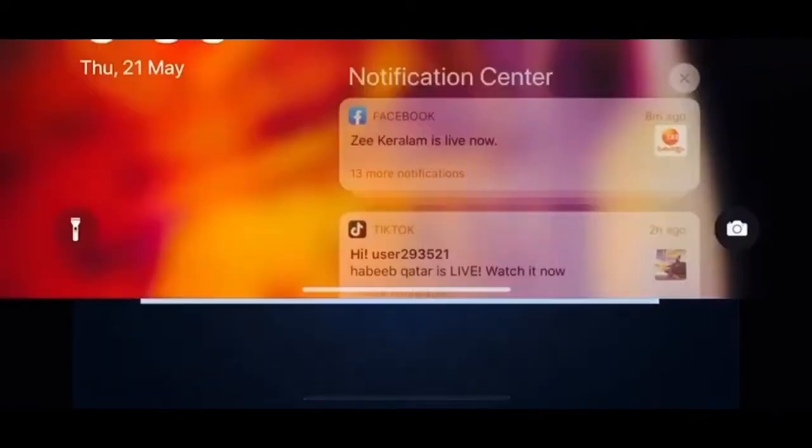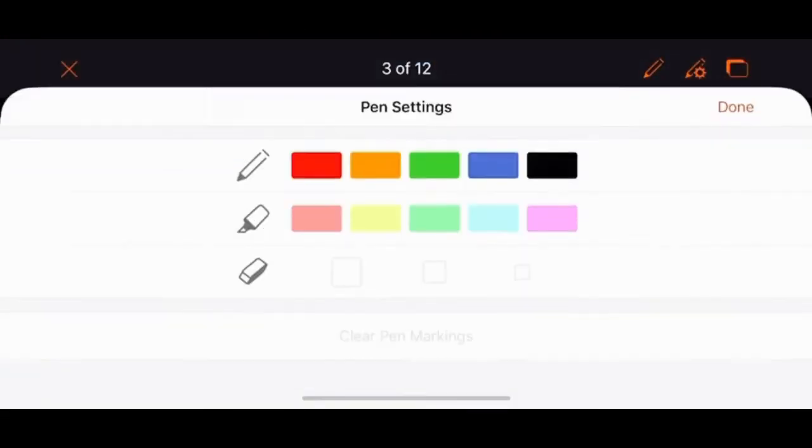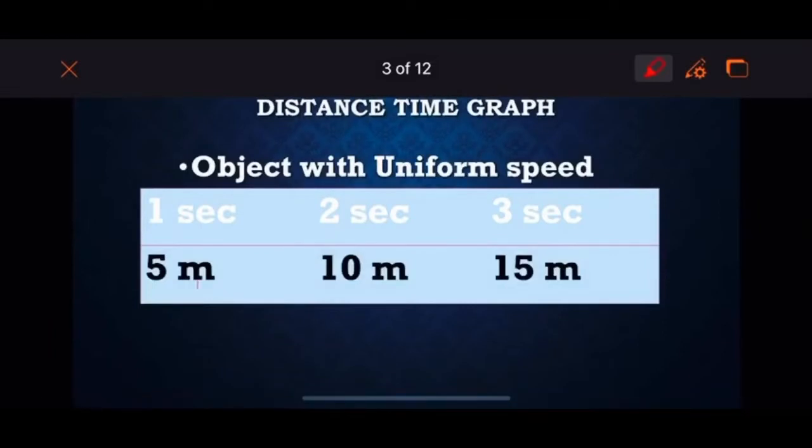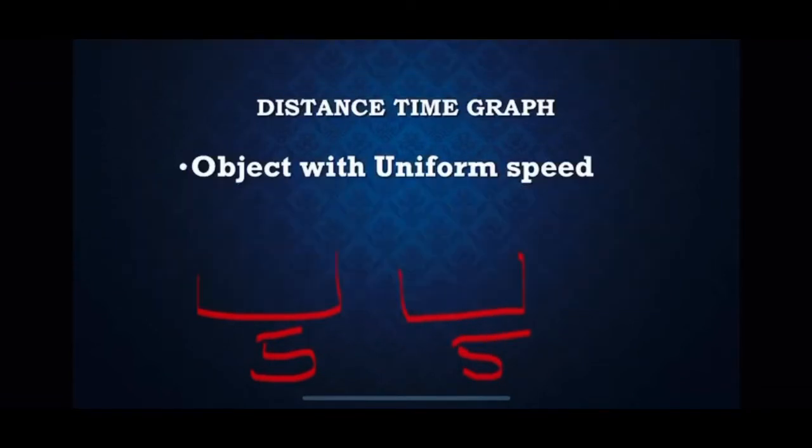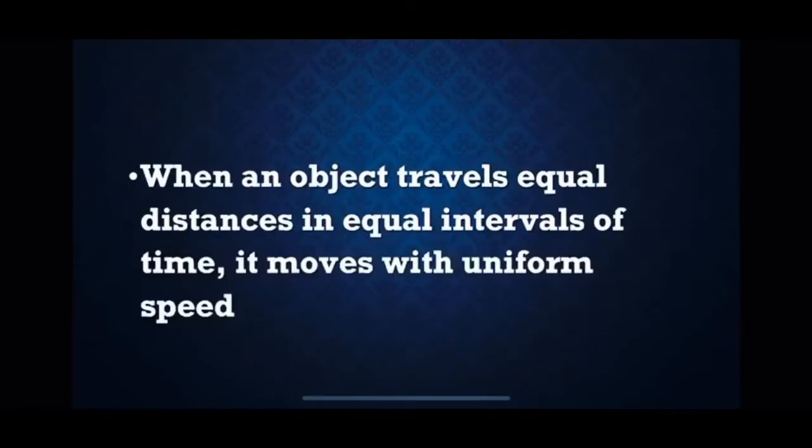That is, in each second the distance is increasing by 5 meters. So we can say that it is in uniform motion. That is, whenever an object travels equal distances in equal intervals of time, we can say it moves with uniform speed.